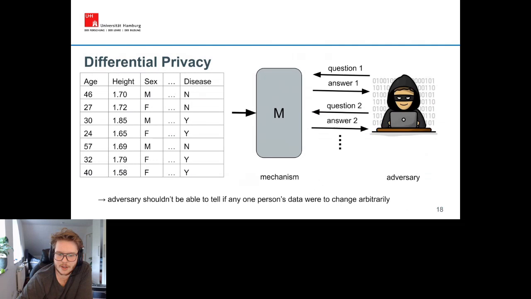if there's a bad guy, he shouldn't be able to tell if one person's data was removed or changed in an arbitrary way, right? So if you ask a question, and he gets an answer, and a day later he asks the same question, and in this day someone was removed from the database, some data changed, whenever you got cured, you aged a day, then he will receive the exact same answer, and he shouldn't be able to tell that there was a change in the database.